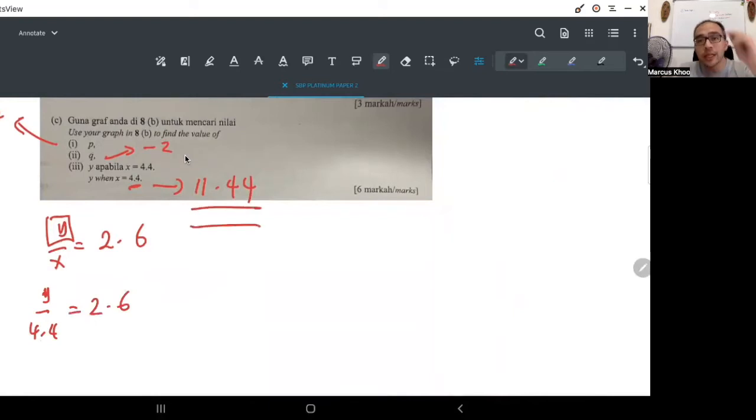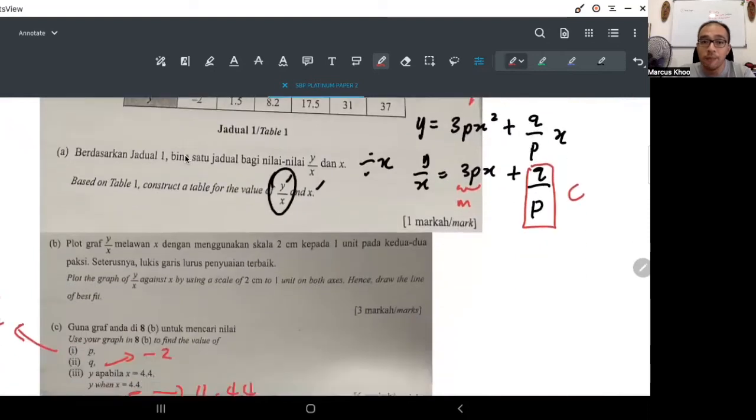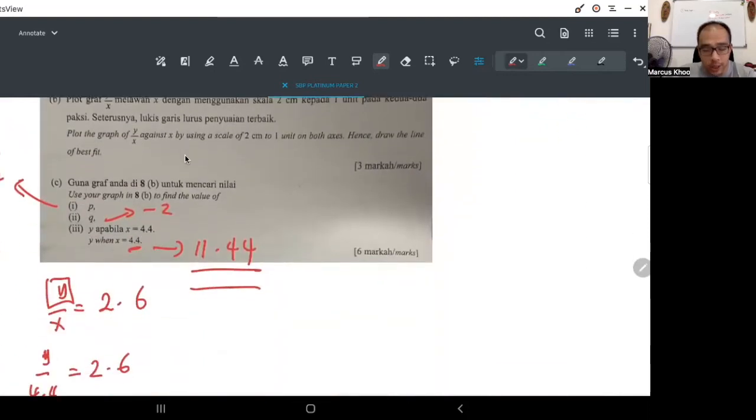The one thing that you should not be doing, and this is something that I always see in students, is that they use the equation to find the answer. You know why you cannot do this? Because the question says use your graph, not use the equation. If they want you to use the equation, they will say use the equation.